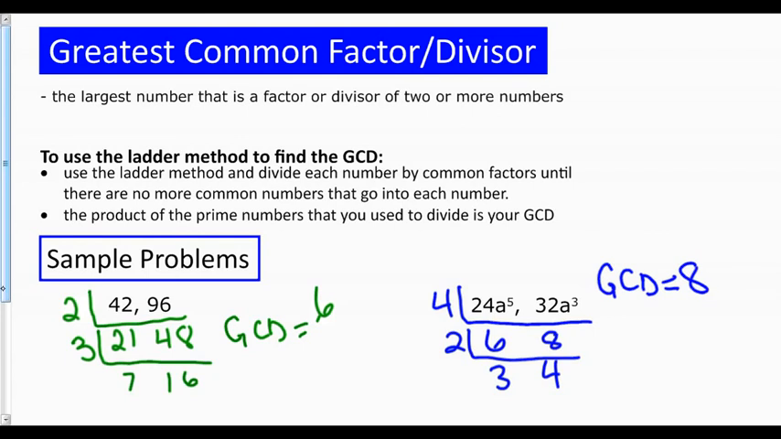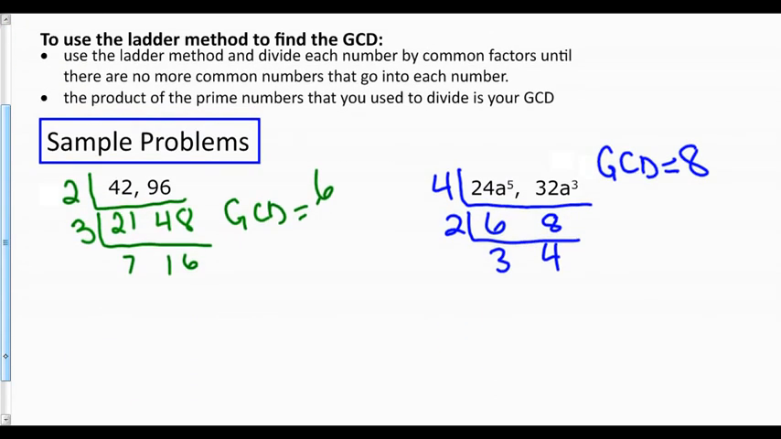But now I have the variables to consider. One of the things that's helpful here is if we just think about what does a to the 5th really mean, right? We know that really means a times a times a times a times a. I've got 5 a's. And a to the 3rd, that's just a times a times a. Well, then ask yourself, what do these have in common? They share this in common, a times a times a. So that is the greatest common divisor of the variables, a to the 3rd.